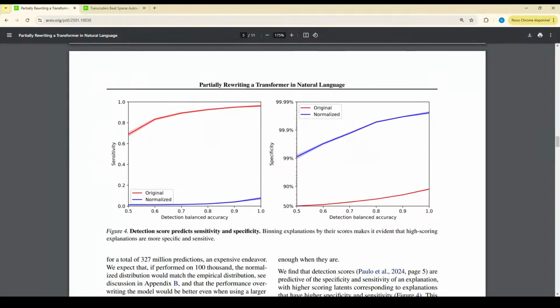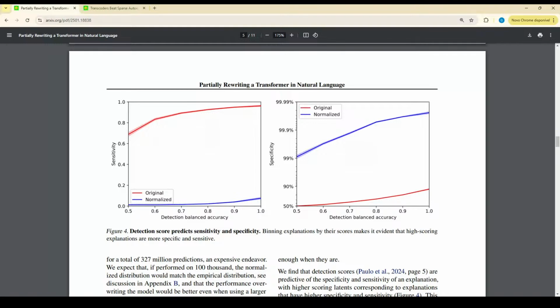Still, the results are not completely negative, because these scores that we are computing on a different set of prompts, on a completely different task, let's say, to evaluate if explanations are good or not, are predictive of this specific task. So the higher your score, the better your explanation works on this task.